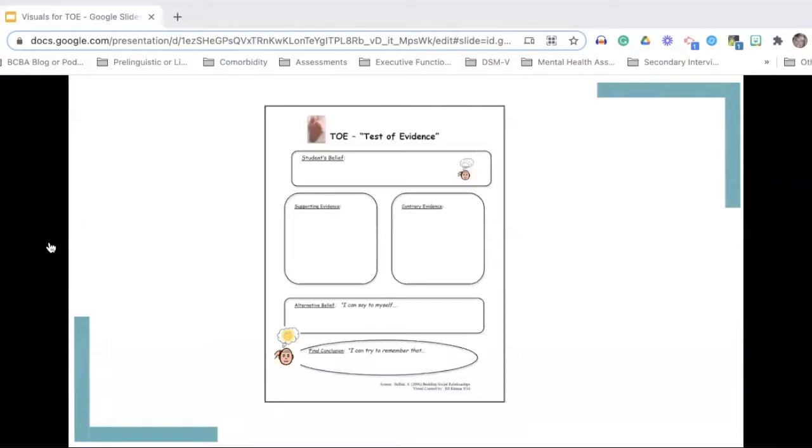In the book by Scott Bellini, PhD, called Building Social Relationships: A Systematic Approach to Teaching Social Interaction Skills to Children and Adolescents with ASD and Other Social Difficulties, he discusses an intervention tool called Test of Evidence. Finberg and McClure in 2002 introduced this cognitive behavioral strategy to assist students in recognizing and processing disruptive beliefs that occur in a social situation.